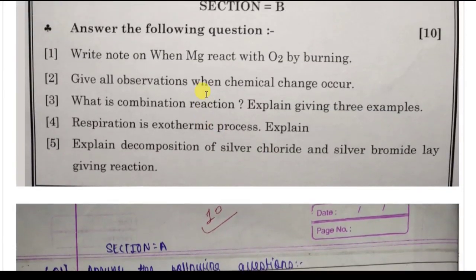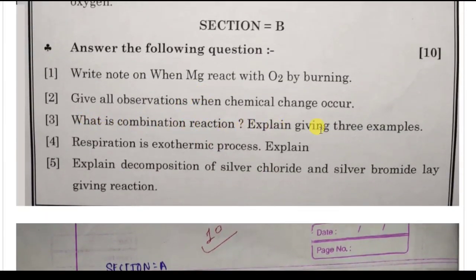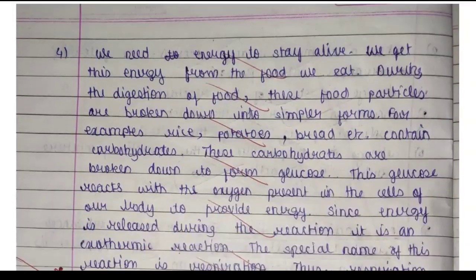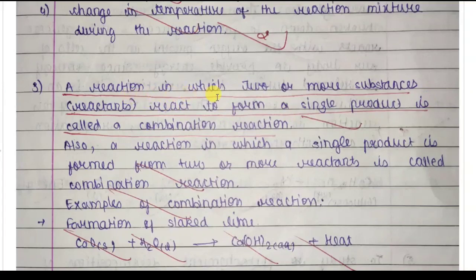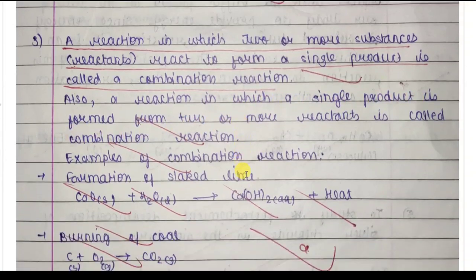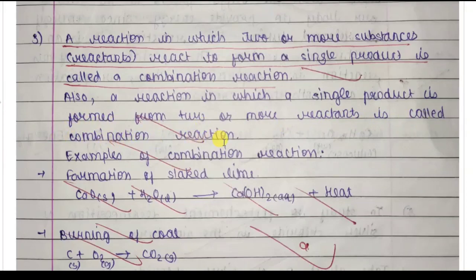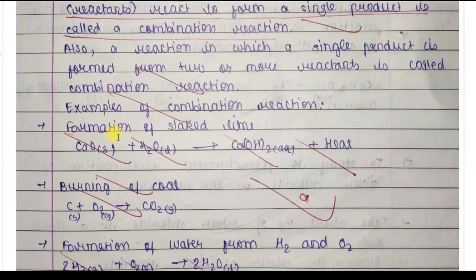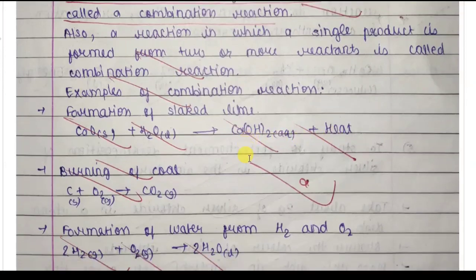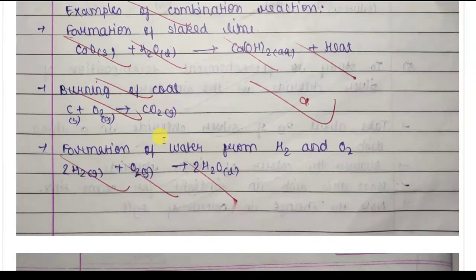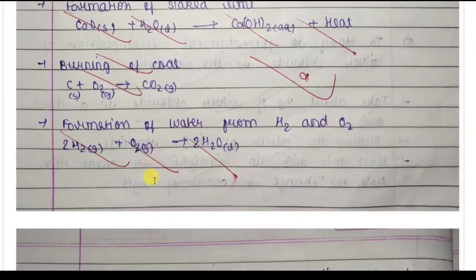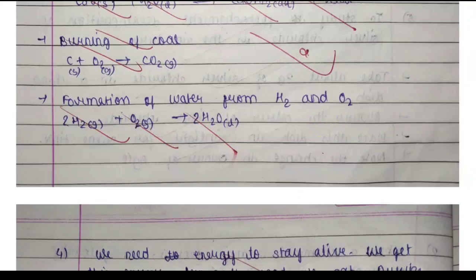Then the third one is: What is a combination reaction? Explain giving 3 examples. Answer: A reaction in which 2 or more substances or reactants react to form a single product is called a combination reaction. Examples of combination reaction: formation of slaked lime, CaO plus H2O gives Ca(OH)2 plus heat. Burning of coal, C plus O2 gives CO2. Formation of water from H2 and O2, 2H2 plus O2 gives 2H2O.